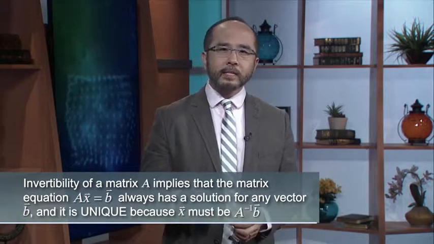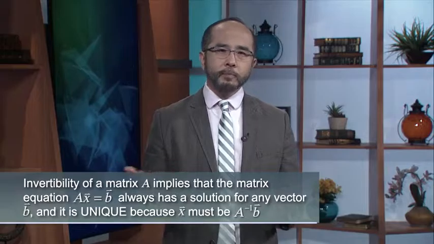This is because X must be A inverse times B. It can't be anything else. In particular, if B is a zero vector, the equation AX equals 0 has only the solution X equals A inverse times the zero vector, which is the zero vector. So we can state this observation in a theorem.